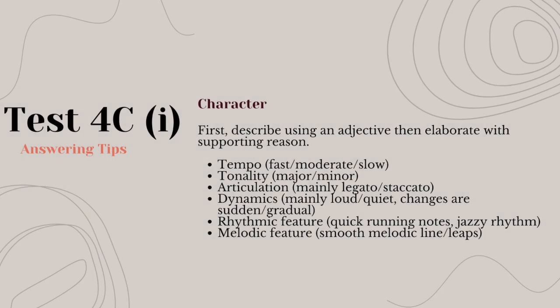And here are some answering tips. First, describe using an adjective, then elaborate with the supporting reason, such as the tempo of the music, the tonality, the articulation, the dynamics, the rhythmic feature, and melodic feature.